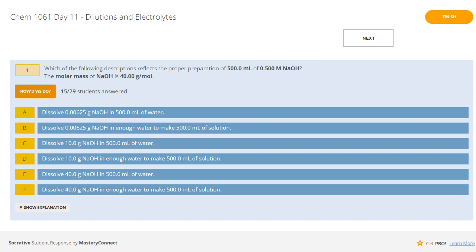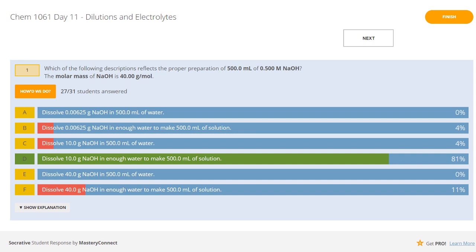Count down, 5, 4, 3, 2, 1. Correct answer is choice D. We're going to dissolve 10.0 grams of sodium hydroxide in enough water to make 500 milliliters of solution.